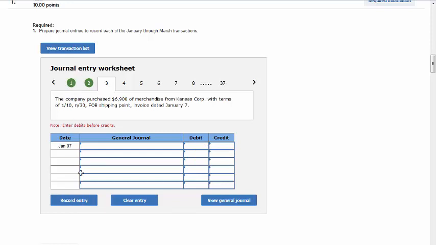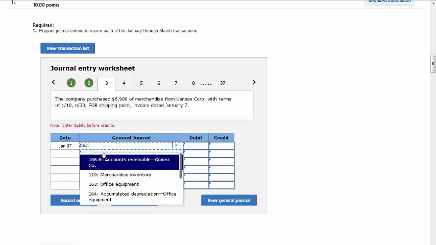Okay, let's try one more. So our next one is the company purchased $6,100 of merchandise from Kansas Corp with terms 1/10, n/30, FOB shipping point, invoice date January 7th. So here we're making a purchase. We know it's on account because they're giving us terms. And again, these are not our terms, but this is our vendor's terms. So what we're doing is we're going to look at what we purchased. And because it's merchandise, that would be considered merchandise inventory on our books.